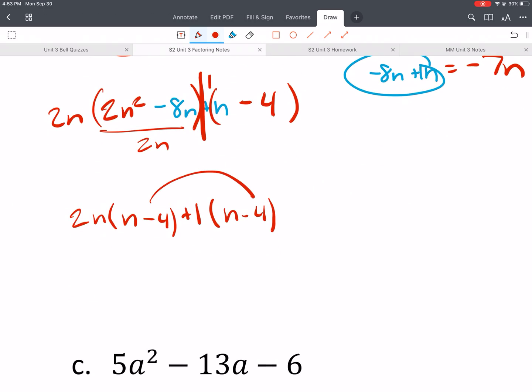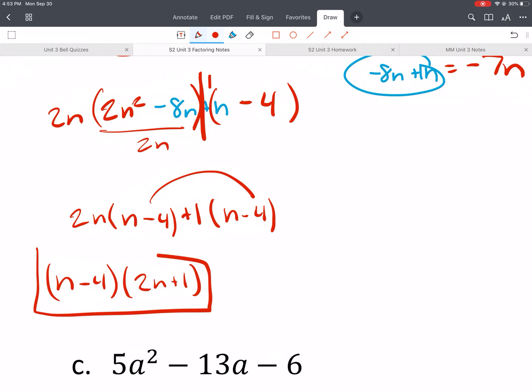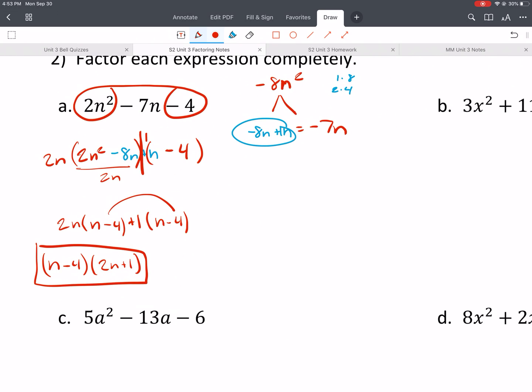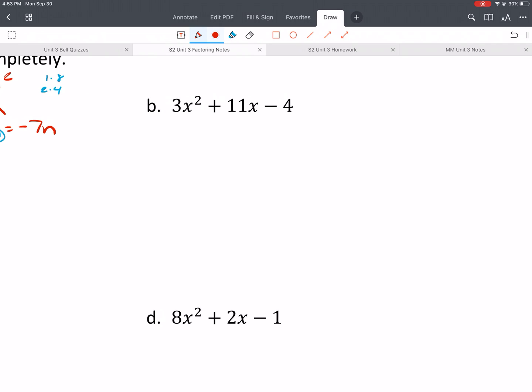So these are the same. We'll factor that out, n minus 4, and we're left with 2n plus 1. Okay, you can always check by distributing to get your original problem. Same thing, so all these are just the same.